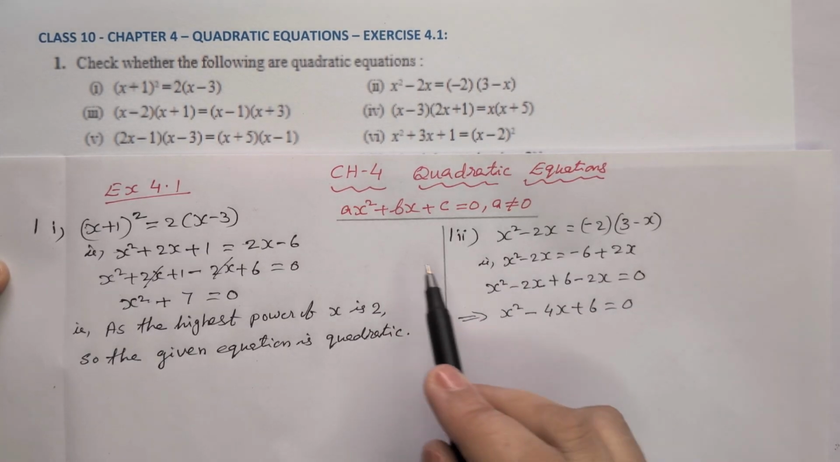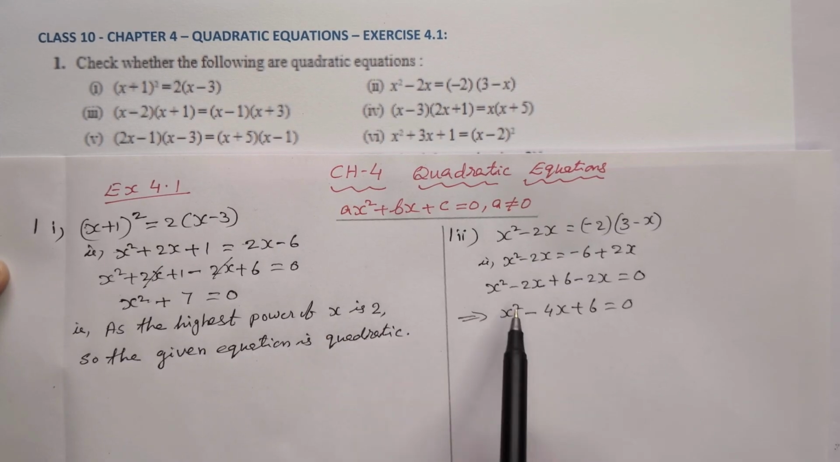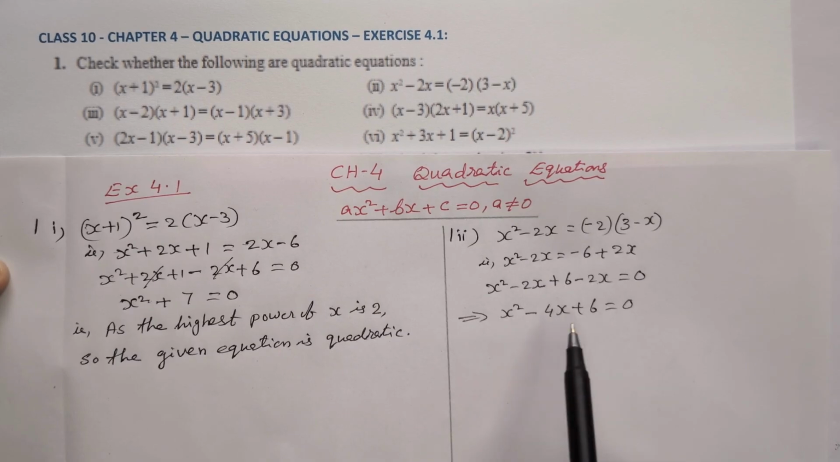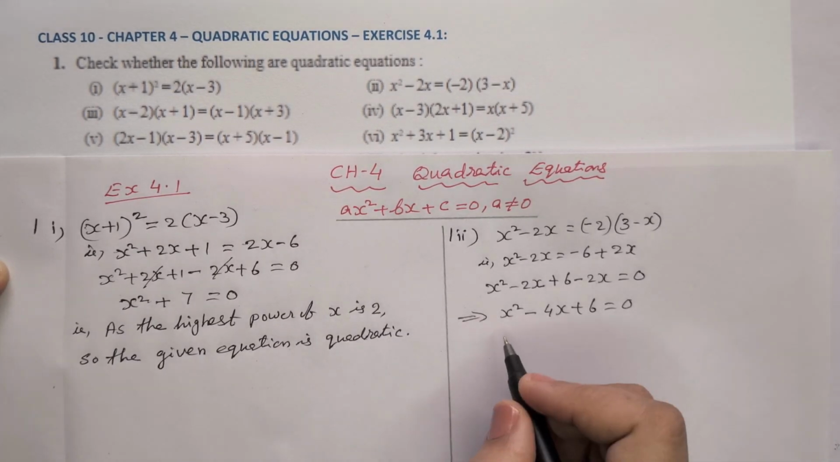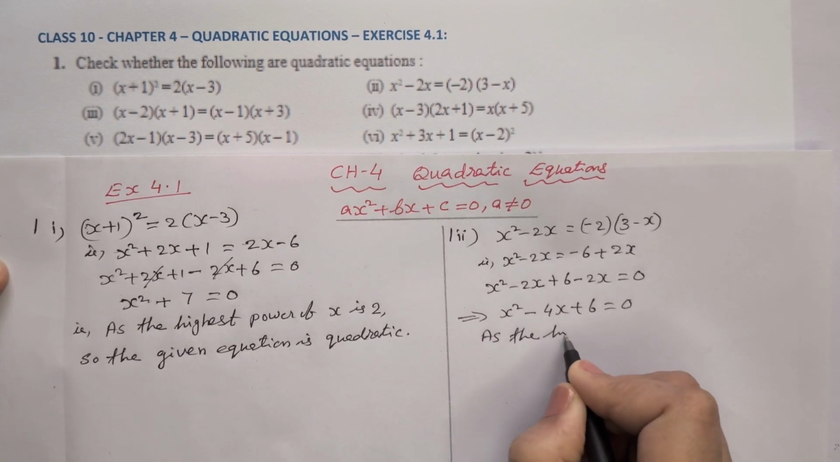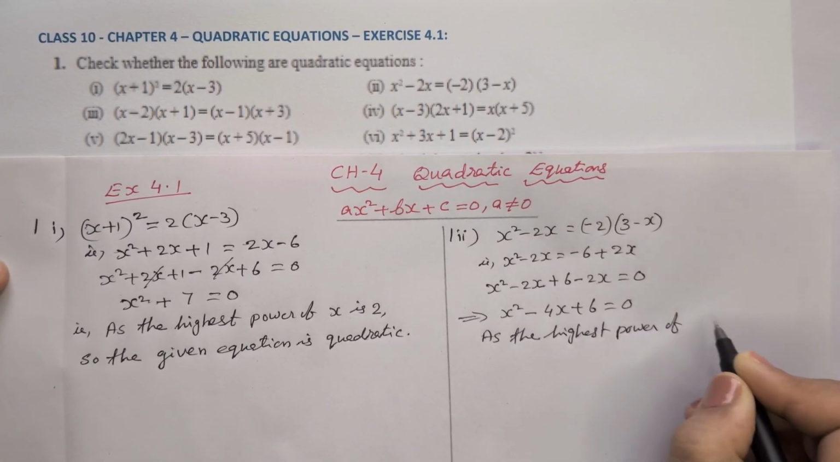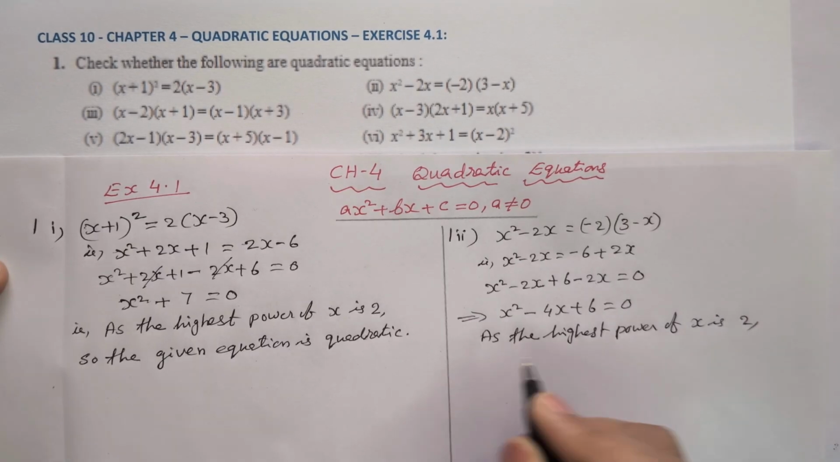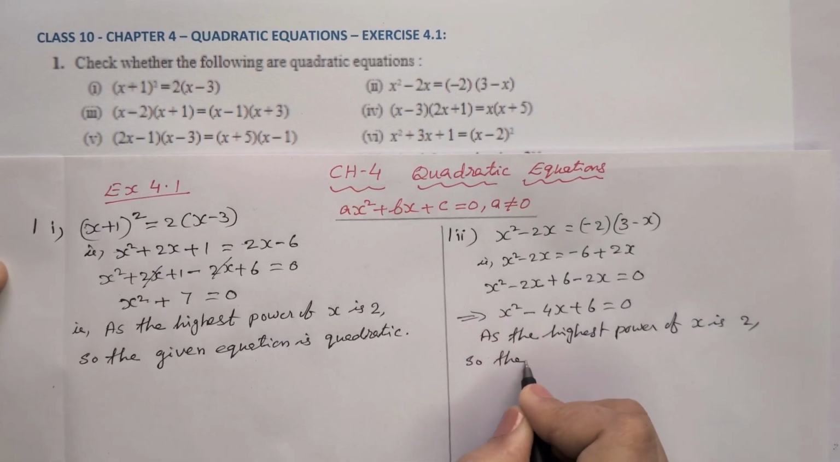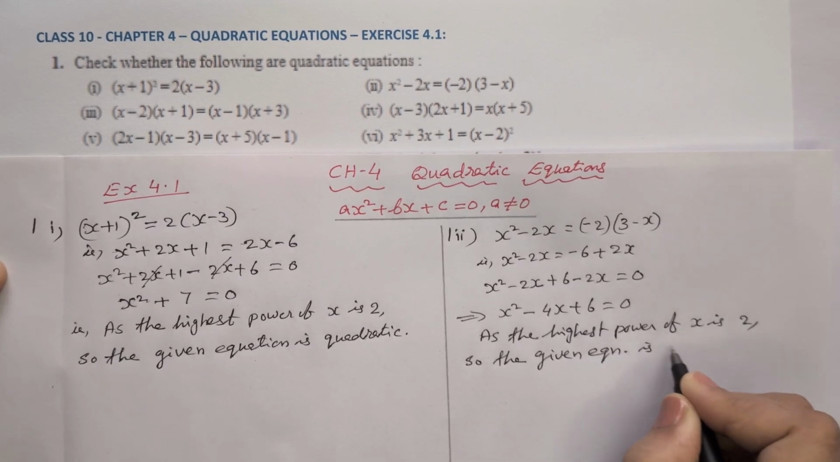This also, here we can see this is the standard form, and in the same way we can write the sentence as the highest power of x. The highest power of x is 2. Therefore this equation is quadratic. So we can write that the highest power of x is 2, so the given equation is quadratic.